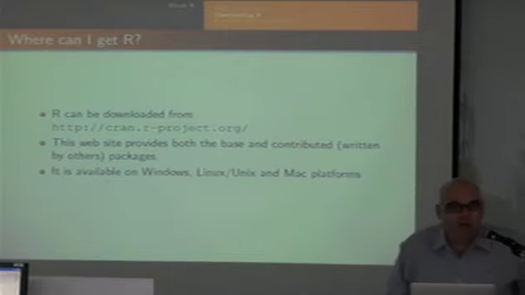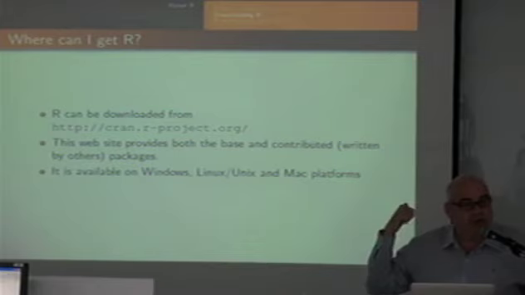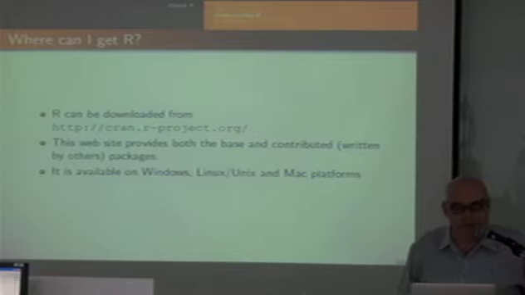So where do we get R? We don't really need to know this today because we've got it on the machines here. But you can just go to the CRAN repository to get R. It takes about 5 minutes to download. And this site will give you both the base package, which is the basic functionality, but also all of the contributed libraries. There are thousands of third-party libraries available. You wouldn't download them all. It's also cross-platform, available on Windows, Linux/Unix, or Mac platforms.